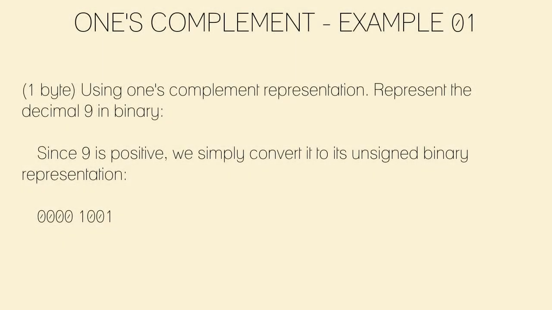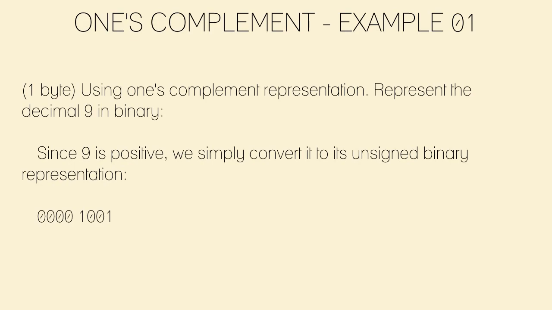Let's take a deep dive into our first example of using 1's complement representation. We'll start with a simple task, converting the decimal number 9 into binary. When we deal with positive numbers in the 1's complement system, we follow the same process as for the unsigned representation. So, since 9 is a positive number, our task is pretty straightforward. We begin by translating 9 directly into its binary equivalent.